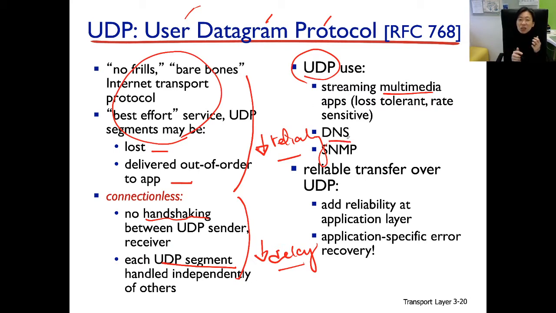DNS, getting the host to IP mapping, we need it as soon as possible. Therefore, UDP here. Now, if one of these DNS queries or replies is lost, the local DNS server is going to send another request real fast, so don't worry.